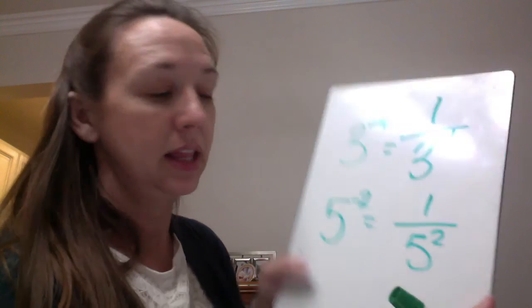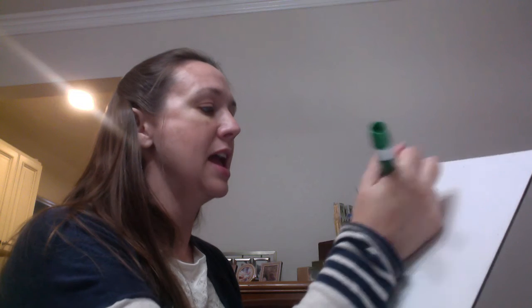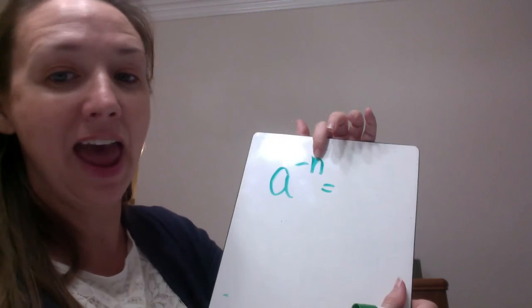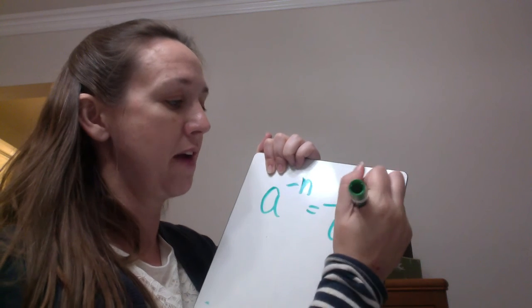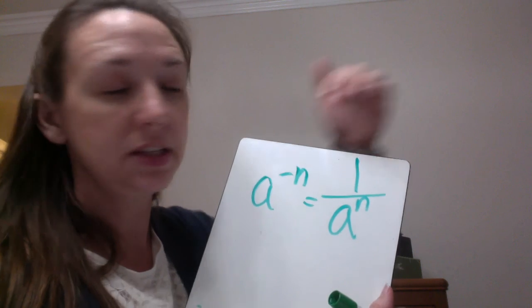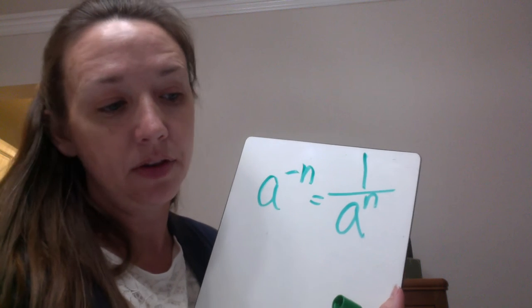Okay, let's look at it with letters and not numbers. If I have a to the negative n, this means I had n a's left over, but they were on the bottom of my fraction. So it'd be 1 over a to the n. This just tells you how to do this for any number at all, instead of giving you just one example.